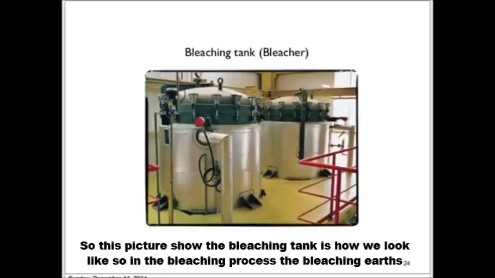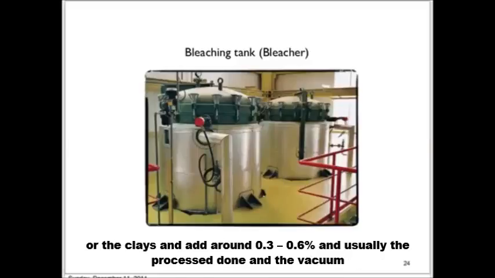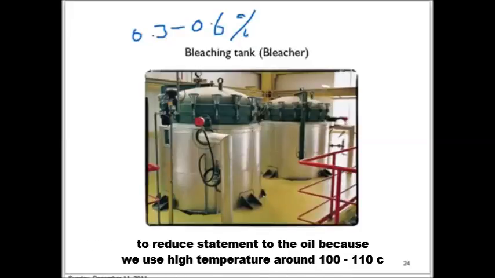In the bleaching process, the bleaching earth or the clay is added at around 0.3 to 0.6%, and usually the process is done under vacuum to reduce damage to the oil, because we use a high temperature, around 100 to 110 degrees Celsius.